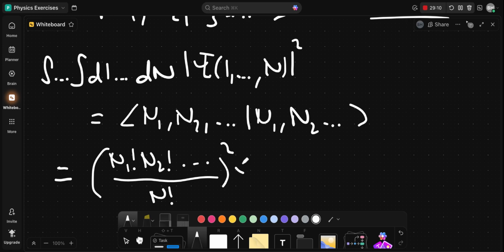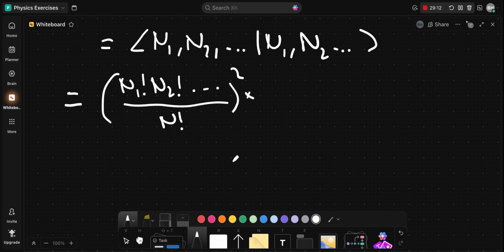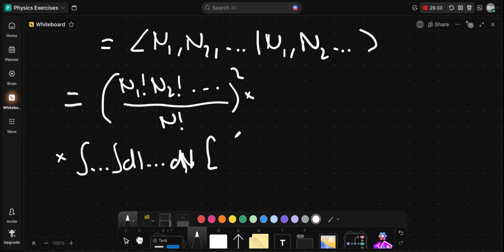But we also have the many particle integral to deal with. So let's deal with the many particle integral. We have d1, a multiplication that starts here and continues here, dn. Sorry. And what do I have here? I'm going to have the square of the sum over distinct permutations P, phi 1, p1. Sorry. Let me fix this.